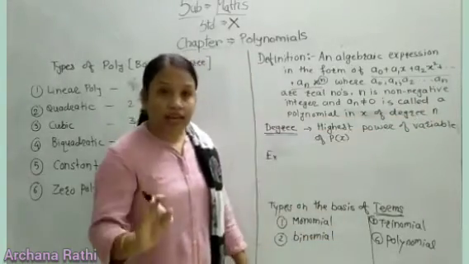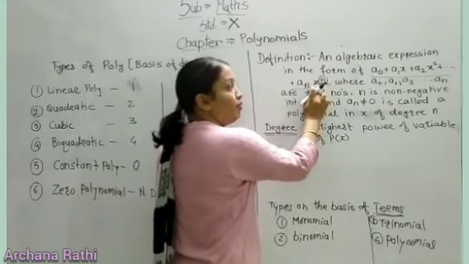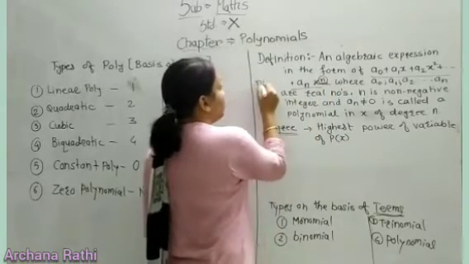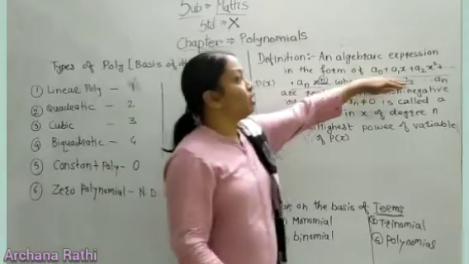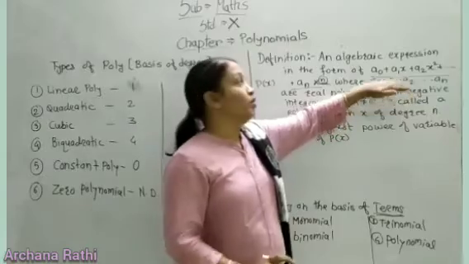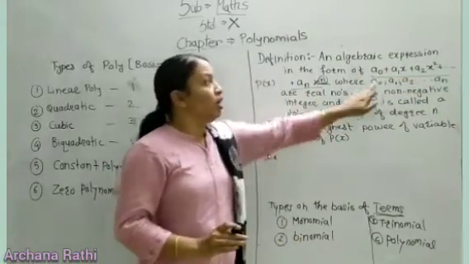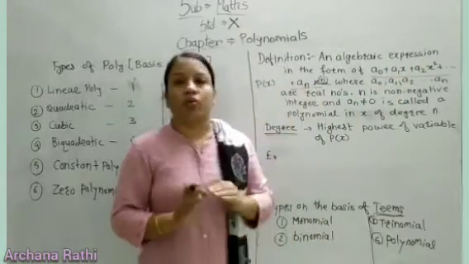Then that algebraic expression is called a polynomial in x of degree n, because here the highest power of the variable is n, and it is denoted as p(x). This is only the standard or generalized form of the polynomial, where a0, a1, a2 up to an are real numbers.